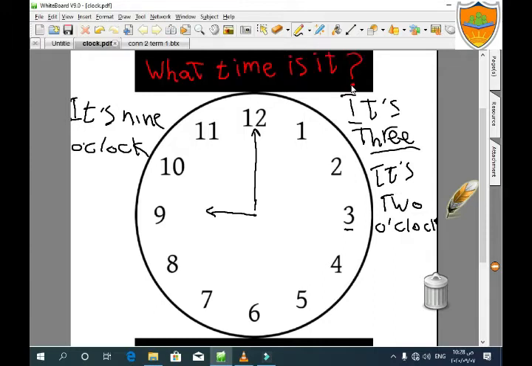So we ask to know the time with what time is it, and we answer with it is or it's plus time, like it's 3 o'clock or it's 9 o'clock.